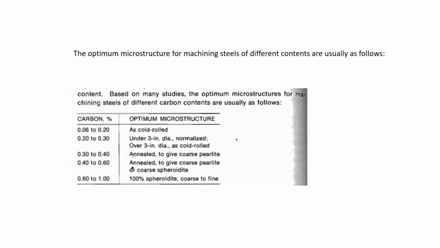This is the table which shows the optimum microstructure for machining steels of different carbon contents. The carbon percentage is mentioned, and the optimum microstructure which will be formed is shown in this table. For carbon composition between 0.06 and 0.2 percent, the optimum microstructure will be as cold, just like cold rolled, and the proper heat treatment process is also shown for each carbon composition.